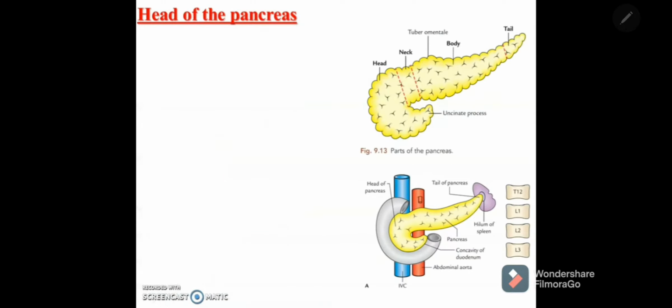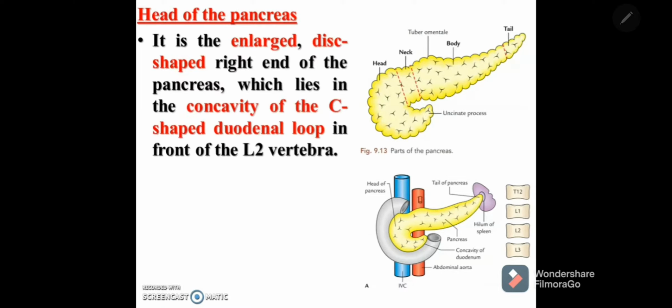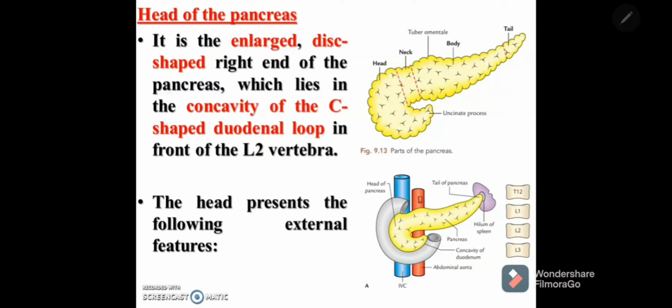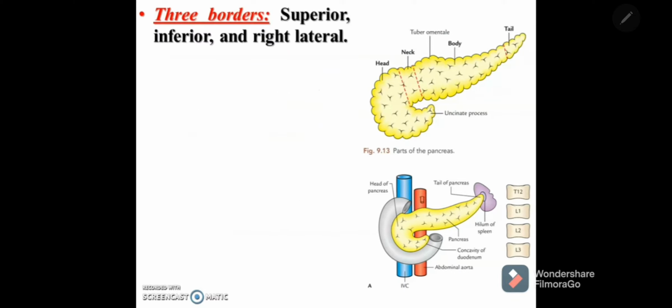So the head of the pancreas is that part of the pancreas which is lying in the C-shaped concavity of the duodenal loop. It is an enlarged disc-shaped flat part of the pancreas, and it represents the right end of the pancreas, lying in front of the L2 vertebra.